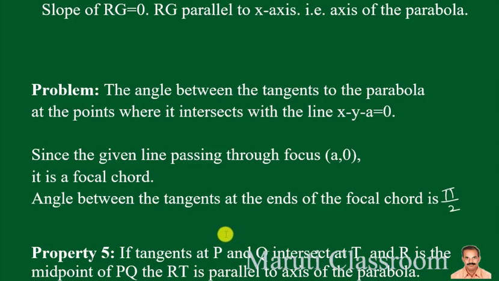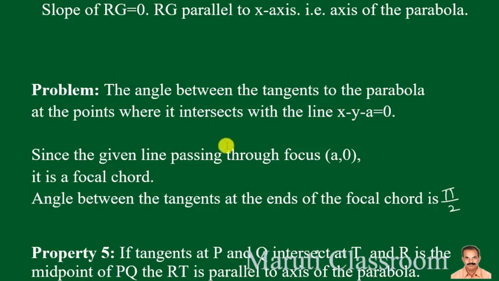Now one more problem. Find the angle between tangents to the parabola at the points where it intersects with the line x minus y minus a equal to 0. So x minus y minus a equal to 0 intersects the parabola at 2 points. You have to draw tangents at those 2 endpoints. What is the angle between those 2 tangents?